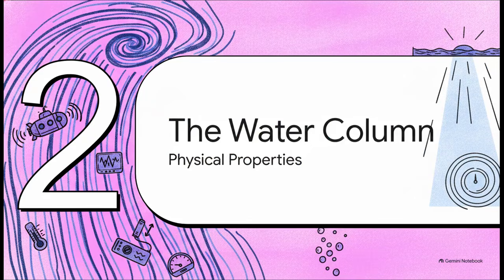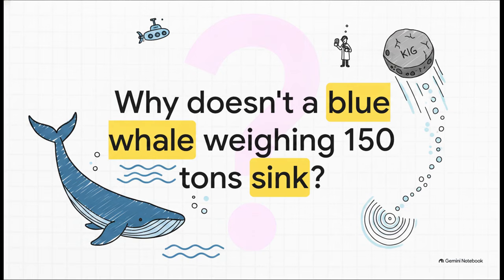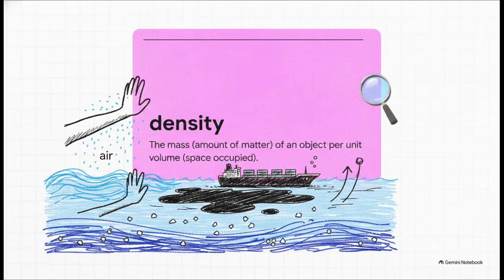All right, moving deeper into Section 2, the water column, let's look at the physical properties of the water itself. As we start to sink a little deeper, I want you to think about this. When you watch a nature documentary and you see a massive 150-ton blue whale gliding gracefully through the water, why doesn't it just sink straight to the bottom like a giant stone? Well, the answer lies in density.